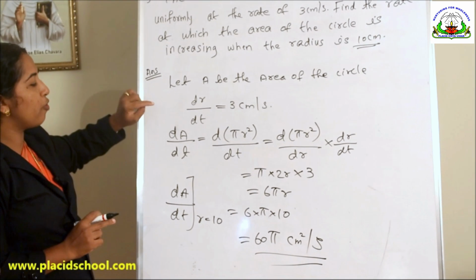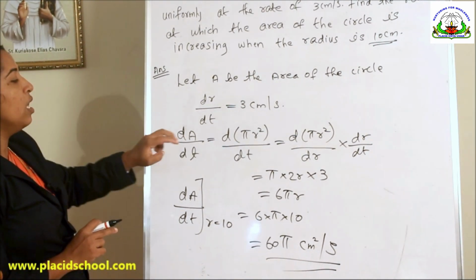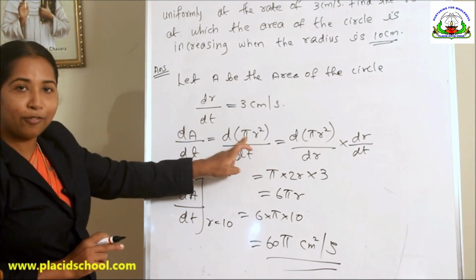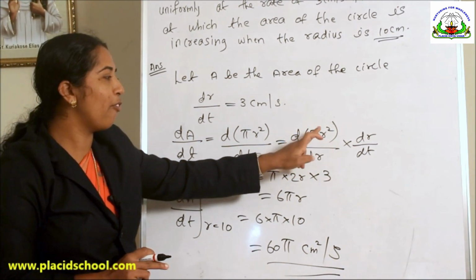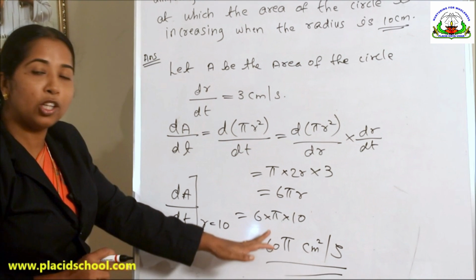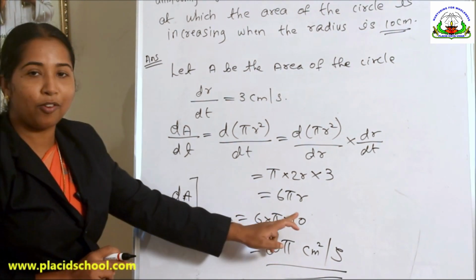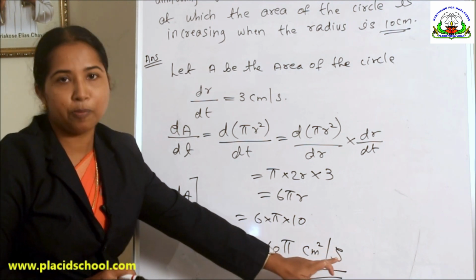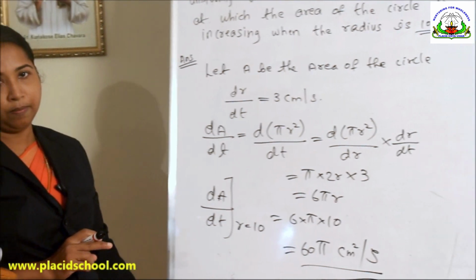So, the question was to find rate of change of area with respect to time. Area is given by the formula pi r square. You will be doing this like derivative of pi r square with respect to r into dr by dt. Dr by dt is given in the question. Also, at the final step, substitute 10 in the place of r. Write the unit centimeter square per second, and we have the answer as 60 pi centimeter square per second.